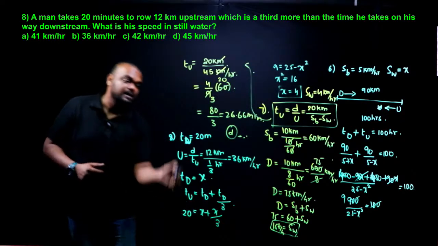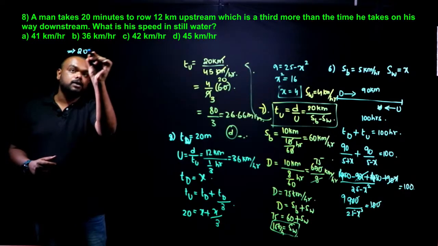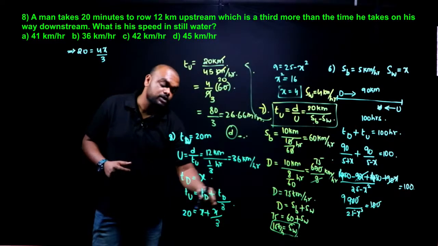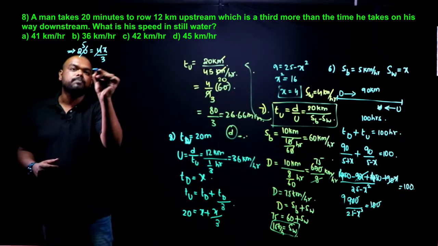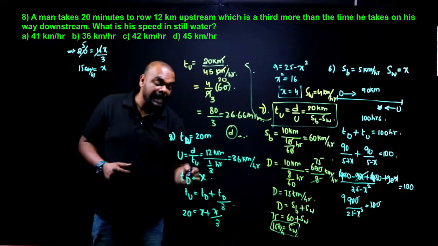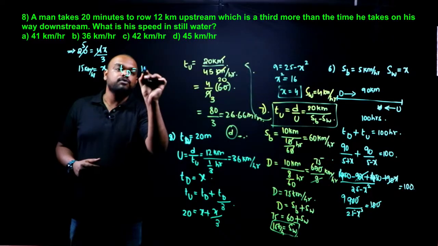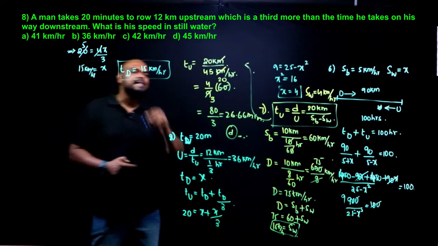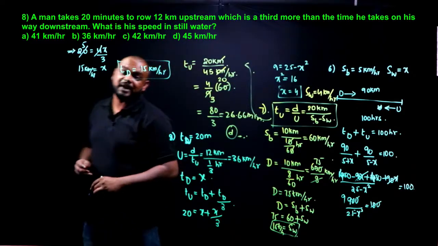If you solve this, what do I get? 20 is equal to 4x by 3, because 3x plus x is 4x by 3. So x is equal to 15. Here x is the time taken during downstream, 15 minutes. Remember this. But what is he asking in the question? What is the speed in still water?